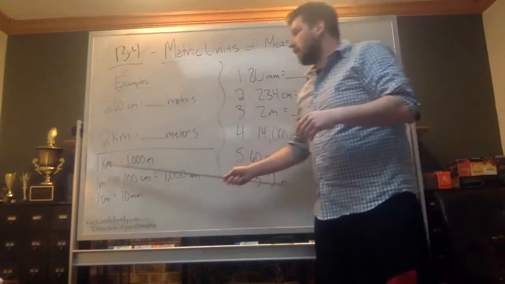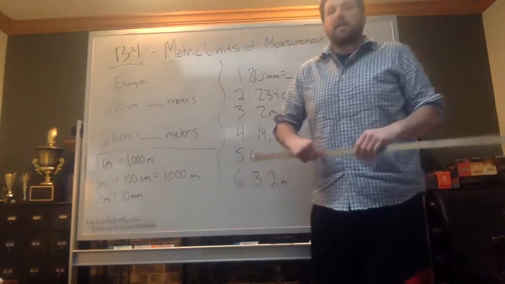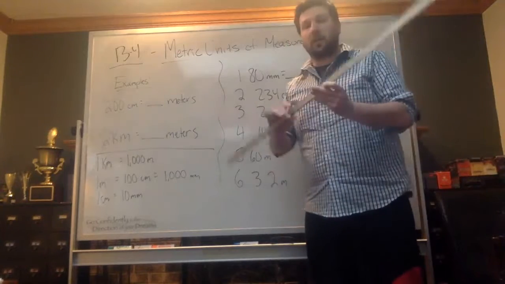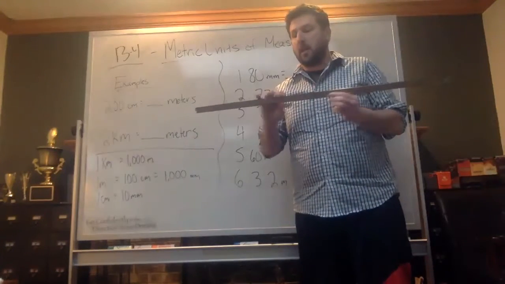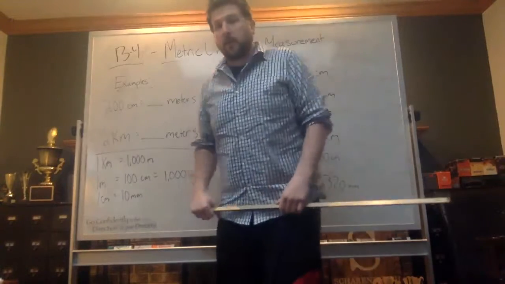First measurement is going to be a kilometer. A kilometer is a really long measurement. That's like close to a mile. It's actually 1,000 of these. So if you put 1,000 of these all laid out next to each other, that would be a kilometer.